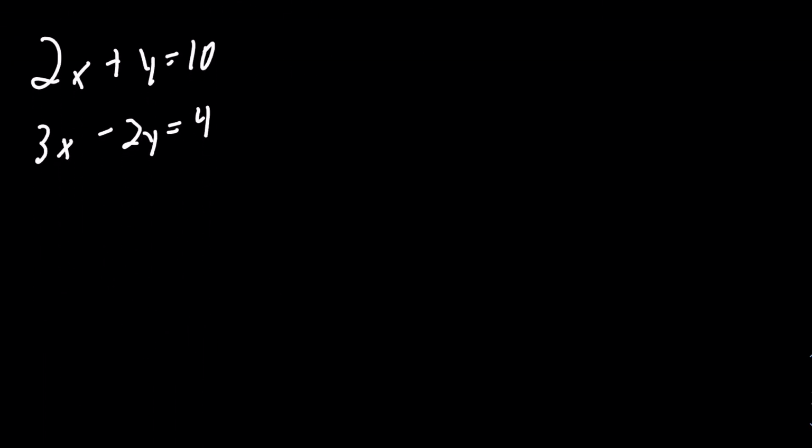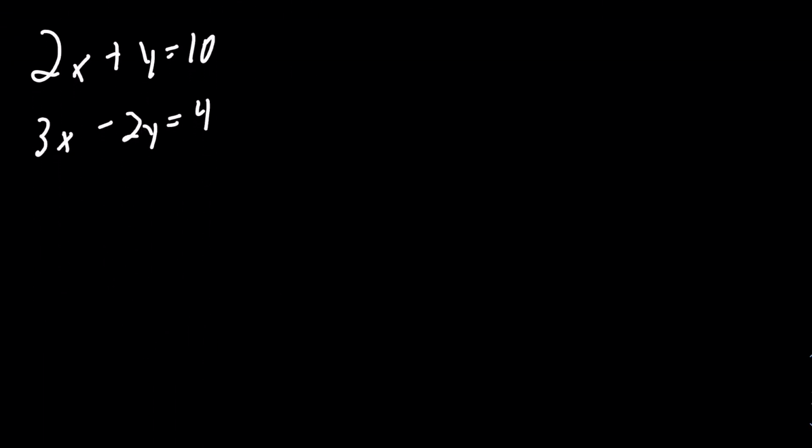Consider the following system of equations. Equation 1 is 2x plus y equals 10, and equation 2 is 3x minus 2y equals 4. To solve this system, we'll use the method of substitution. First, let's solve equation 1 for x.